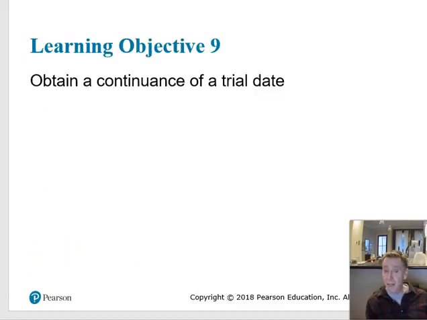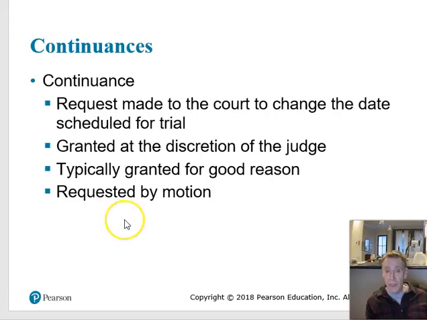Sometimes you might need a continuance. Generally, a request to change the court date is granted at the discretion of the judge, but typically they will grant it for good reason. Say, my star witness was in a bad car accident, they're in the hospital, and you have to file a motion to get that done.